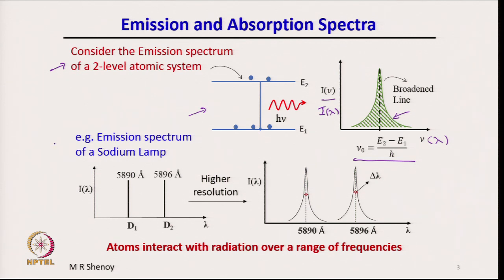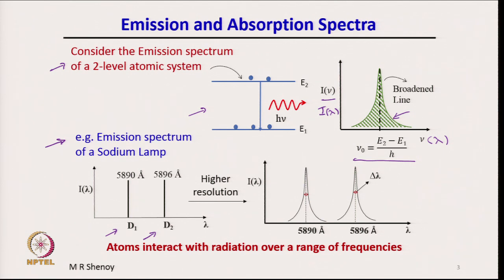For example, consider the emission of a sodium lamp we widely use in undergraduate laboratories. We know that it has two spectral lines called the D1, D2 lines. These are easily separable using a grating spectrometer. Normally we observe it as two closely separated yellow lines in the spectrum.